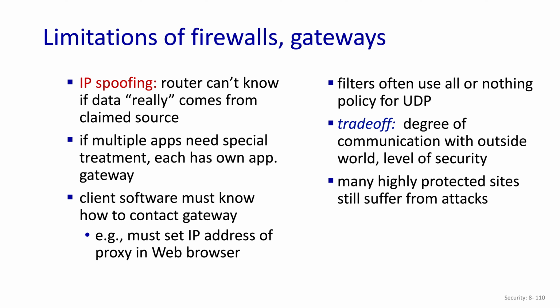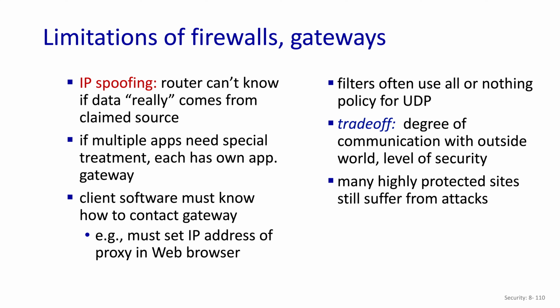Number one is IP spoofing. IP addresses are not validated in any way, and so lots of entities on the internet or even on the local network could change the source IP address to someone else's and send out packets. Another limitation of application gateways is that you need one for each application that needs special treatment.